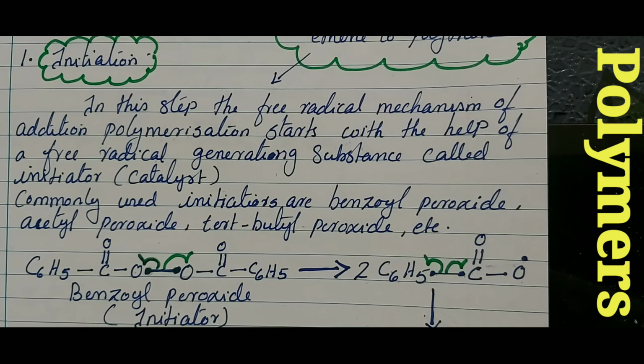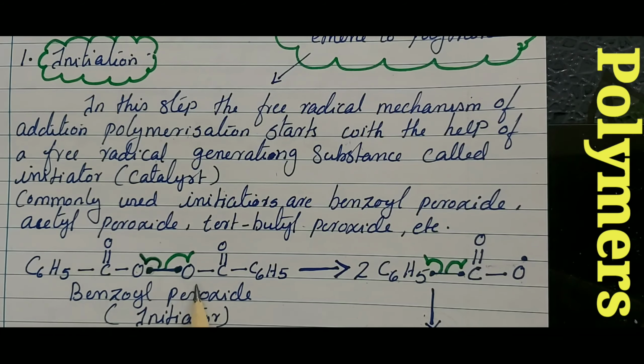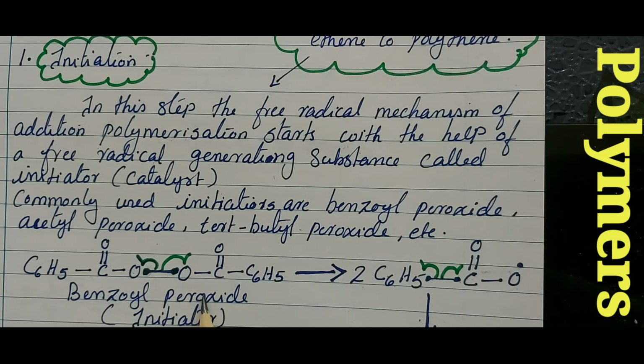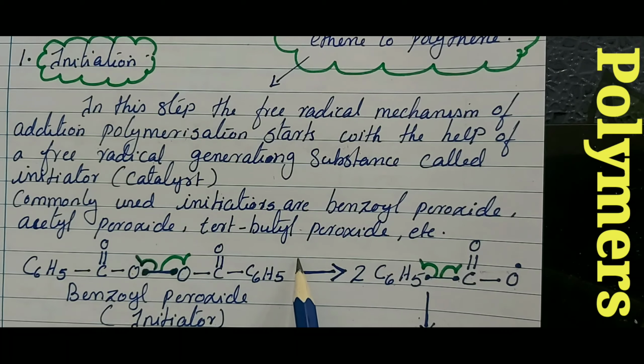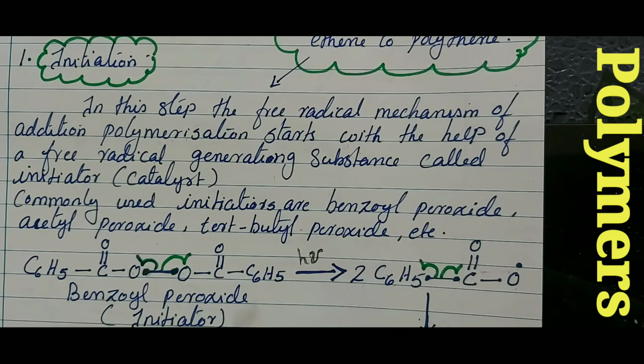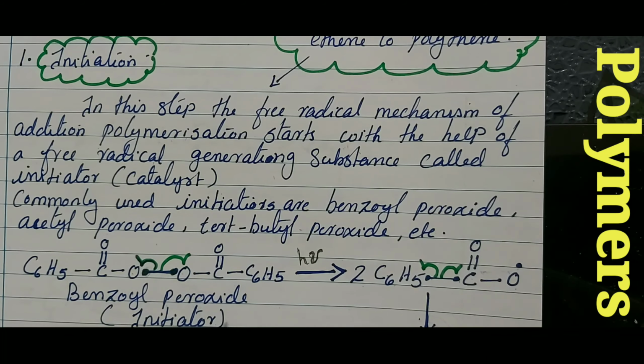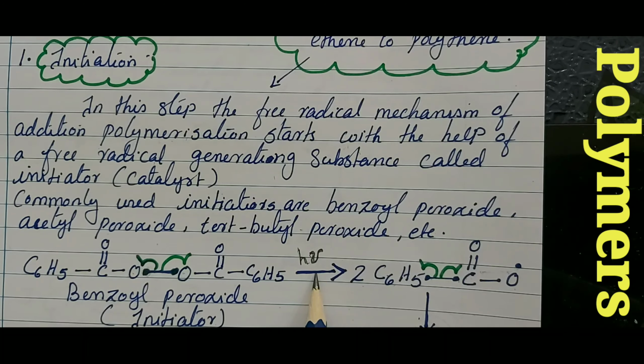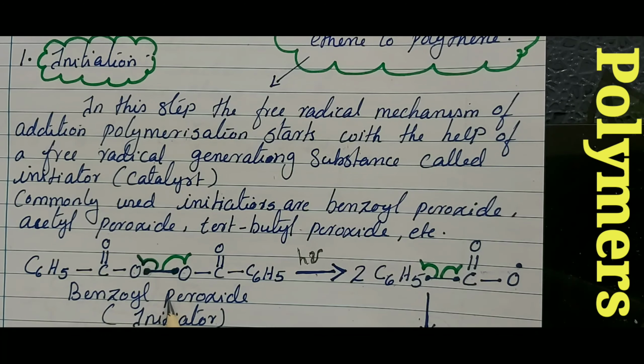One point I forgot to tell you. In the first step, that is the initiation step, this benzoyl peroxide is breaking homolytically in presence of sunlight. So h nu I am writing here. All of you please write in your notes h nu. So benzoyl peroxide is splitting, or the peroxide linkage is breaking, in presence of sunlight. Peroxides are highly unstable. We have to avoid their contact with sunlight. Hope this much is clear.